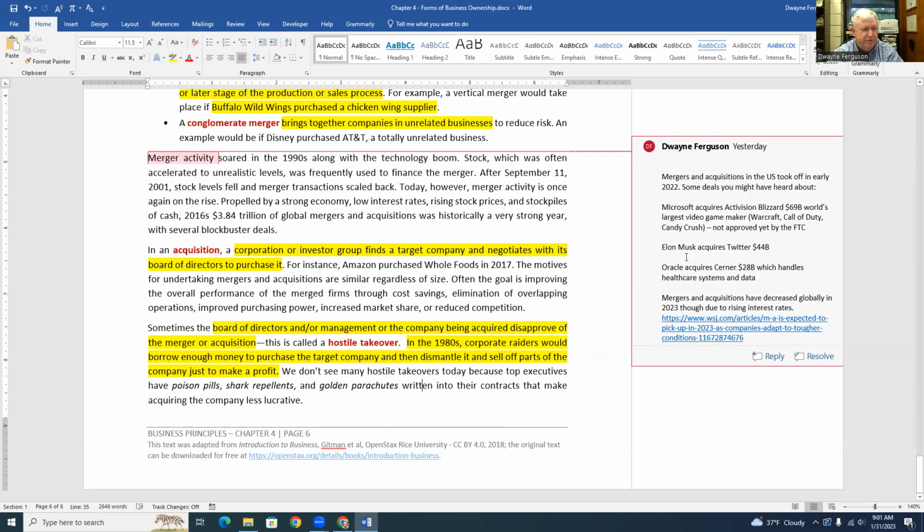You saw this one all over the news. Elon Musk bought out Twitter, $44 billion. So anyway, there's lots of mergers and acquisitions that happen during the year, but some of them are really big, and most of them are just really smaller, and we never see much about them.